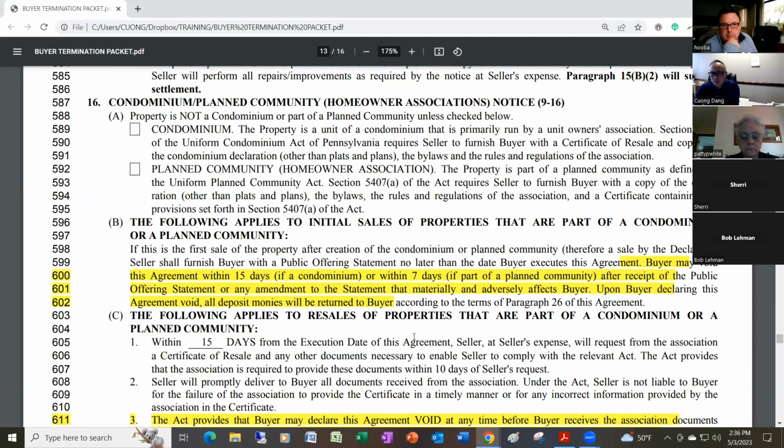So the public offering statement, that's pretty important, right? We always talk about the resale cert. We never talk about the public offering statement.